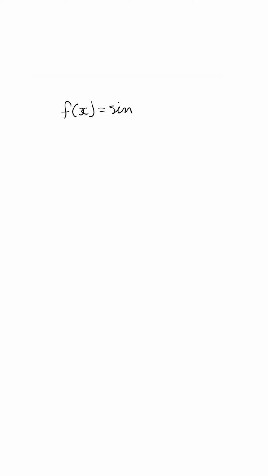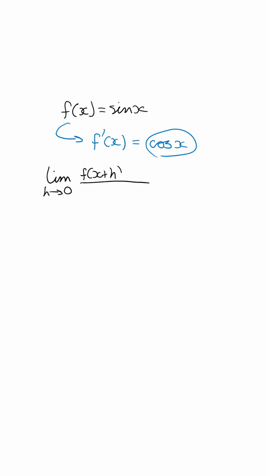Differentiating from first principles, part 4. Let's say that we want to differentiate the function sine of x. Now we know that that normally differentiates to cos of x. So now to differentiate this from first principles, we need to use the equation, and we know that f of x is sine of x, and therefore f of x plus h is sine of x plus h.